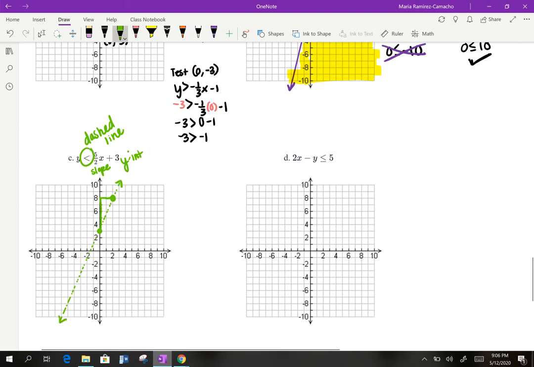Okay. Now let's figure out which direction to shade in. Let's just test 1 point to the right and 1 point to the left, and then we'll see which direction we're going to shade in. I like testing coordinates that have 0 in them because they're pretty easy. So let's test 0, 0. And let's test 0, 8, because that's to the left.